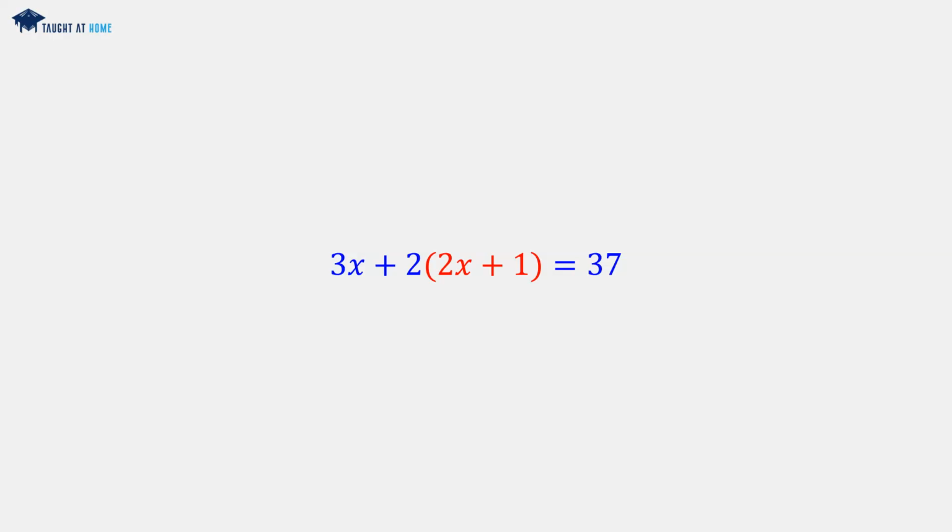Okay, so expanding the bracket, we've got 3x plus 4x plus 2 equals 37. 3x plus 4x is 7x. We can subtract 2 from both sides there. So now we've got 7x is equal to 35. We'll divide both sides by 7 to get x on its own, and x is 5. So we've got a value for x.